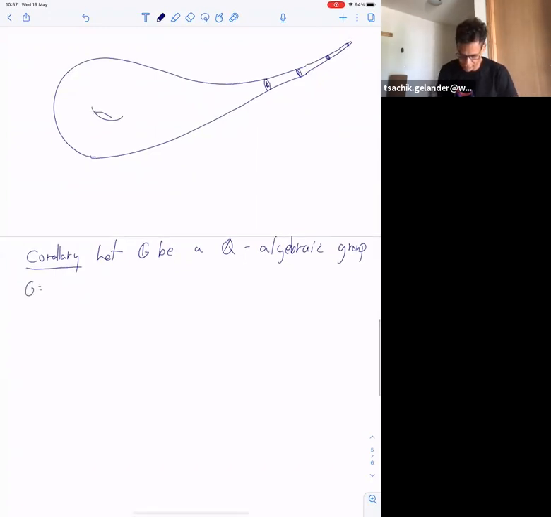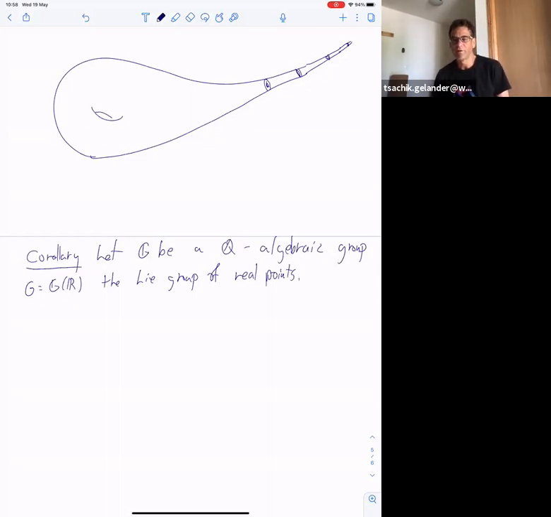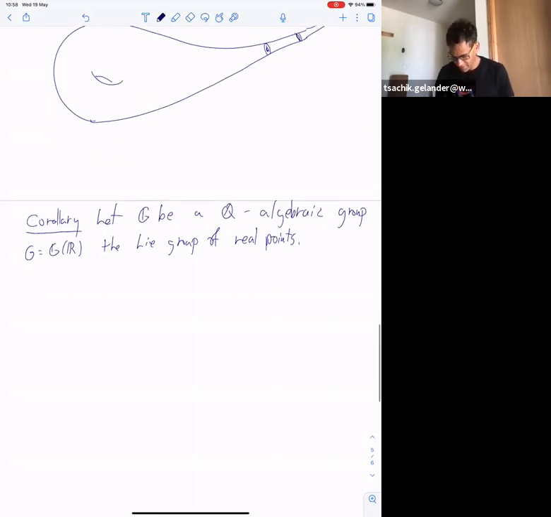And G is the corresponding Lie group of real points, the Lie group of real points. So every adjoint semi-simple Lie group can be viewed in such a way.